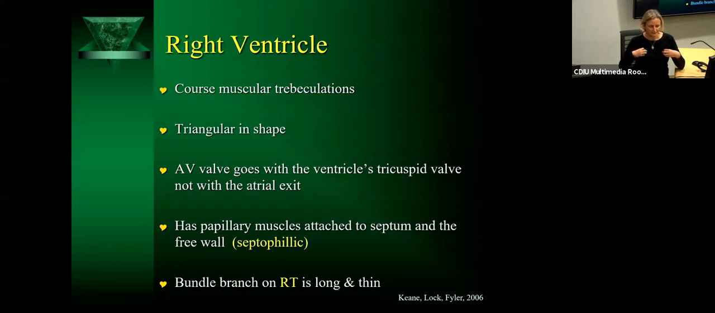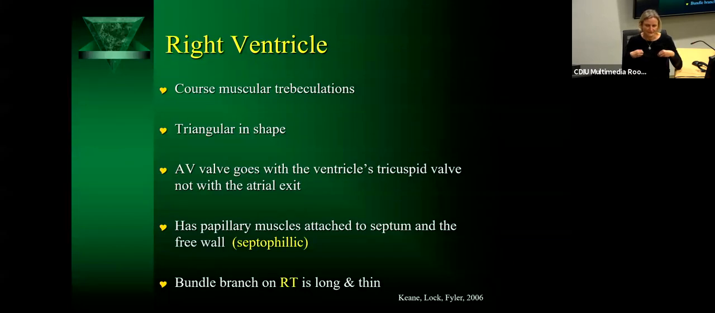The chordae tendineae are these spider-like things that come down, attached to papillary muscle, which are attached to the free wall. In the right ventricle, there's chordae tendineae and papillary muscle that's attached to the septal wall. So it's septophilic. When the ventricles go through their contraction, we want the chordae tendineae and the papillary muscles to hold the valve down shut.